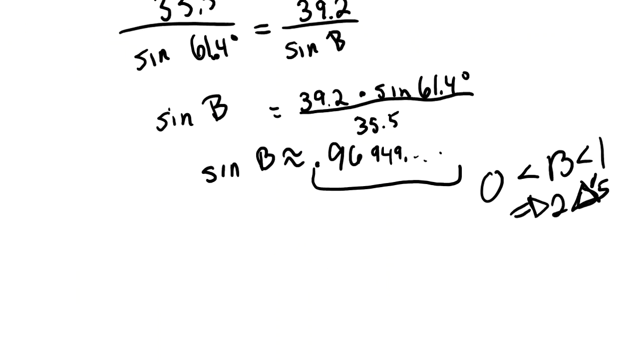So for the first one, we're going to do arc sine in your calculator. So go ahead and pause the video and find arc sine of 0.96949. And what you're going to get is B is approximately 75.81 degrees.